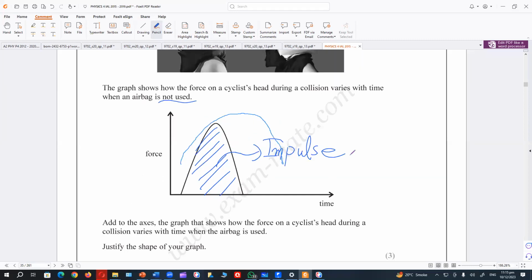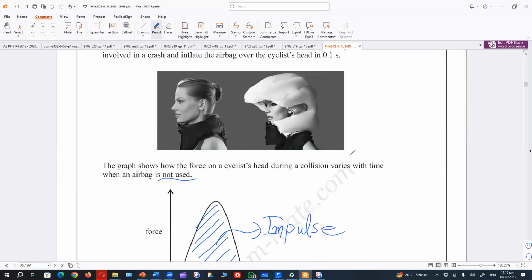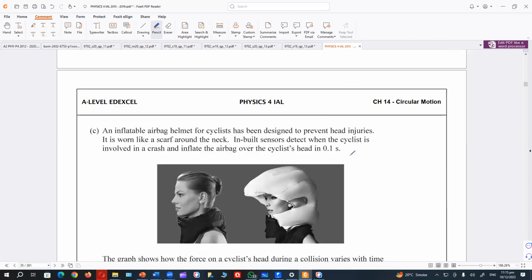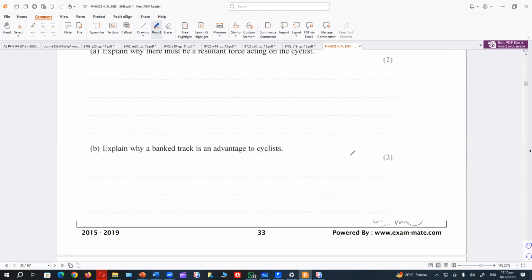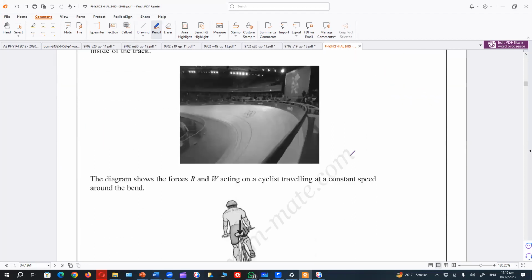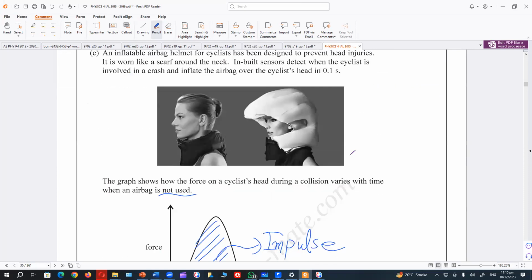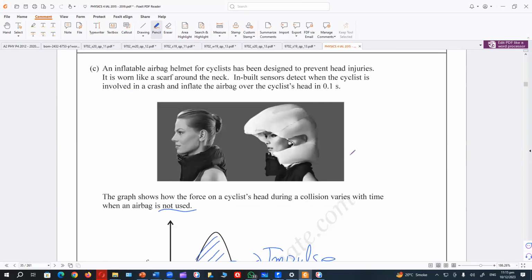Can you see the screen? Time of contact increases, because area won't change, right? So the force has to come down. I think I agree with you. Any other info given in the question? This is a cyclist in the start. So I think you're right, because the time of contact will increase, the area won't change. So the graph will come down.